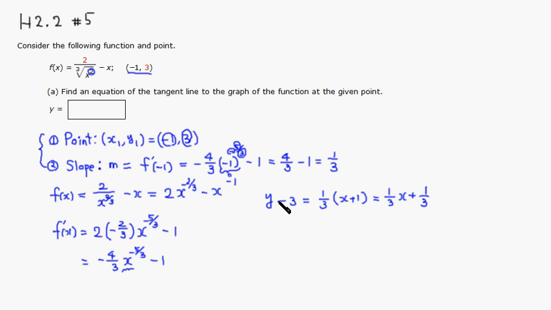Then we're going to move -3 over to the other side by adding 3. So I'm going to add 3 to both sides to isolate y. So it's going to be 1/3 x and add 3. 3 is 9/3, so it's going to be 10/3. So the equation of the tangent line is 1/3 x plus 10/3. So that's part A. I hope that this was clear.